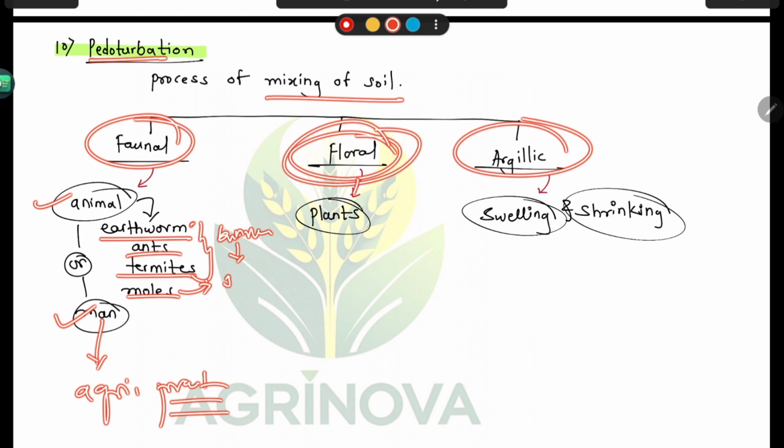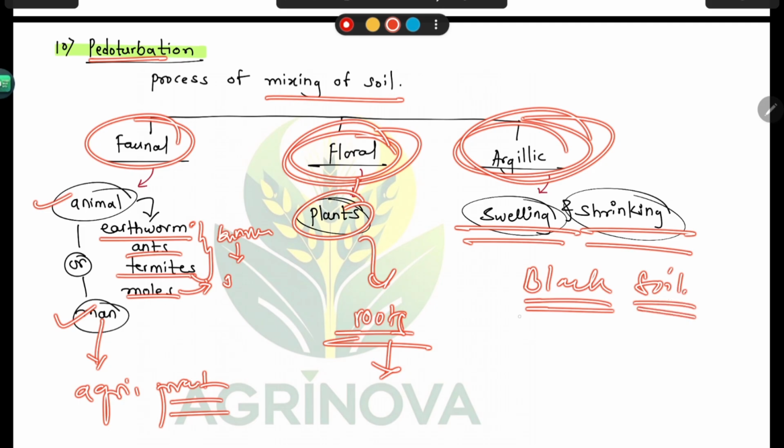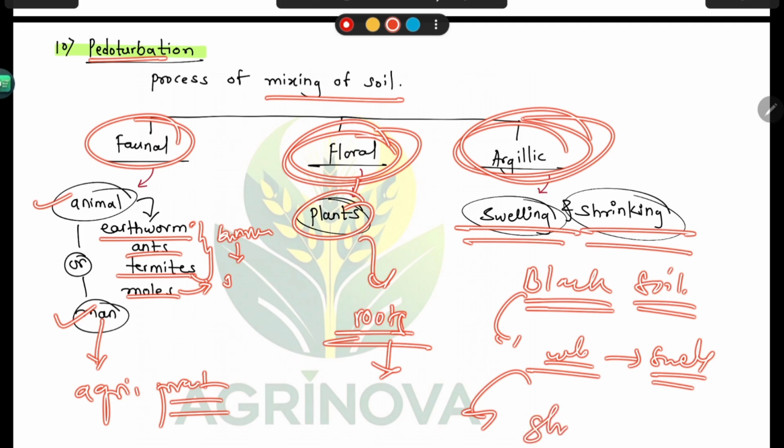And next, floral, through plants, we know the plant roots expand as the growth takes place. So through this mixing of soil takes place. And through argillic means through the process of swelling and shrinking, basically seen in black soils. When the soil becomes wet, it swells, and due to the low moisture or dry condition, the soil shrinks again. So by this way, the soil particles get mixed into one another.